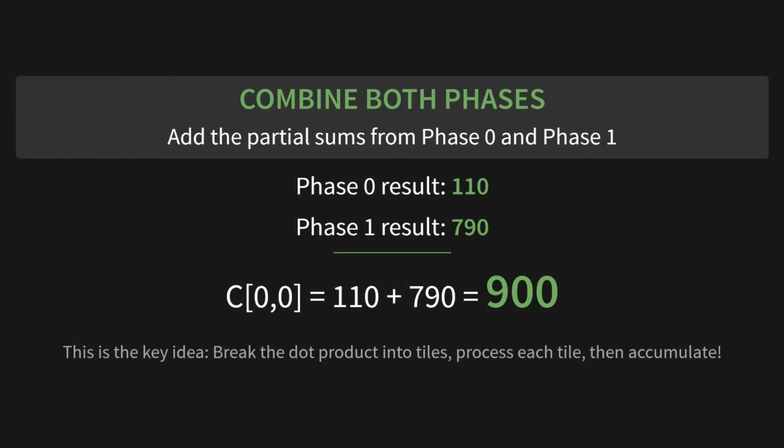And now we combine both phases. We just add the partial sums from phase 0 and phase 1. Our phase 0 result was 110. Our phase 1 result was 790. And 110 plus 790 equals 900. It works. This is the key idea. Break the dot product into tiles. Process each tile, then accumulate.